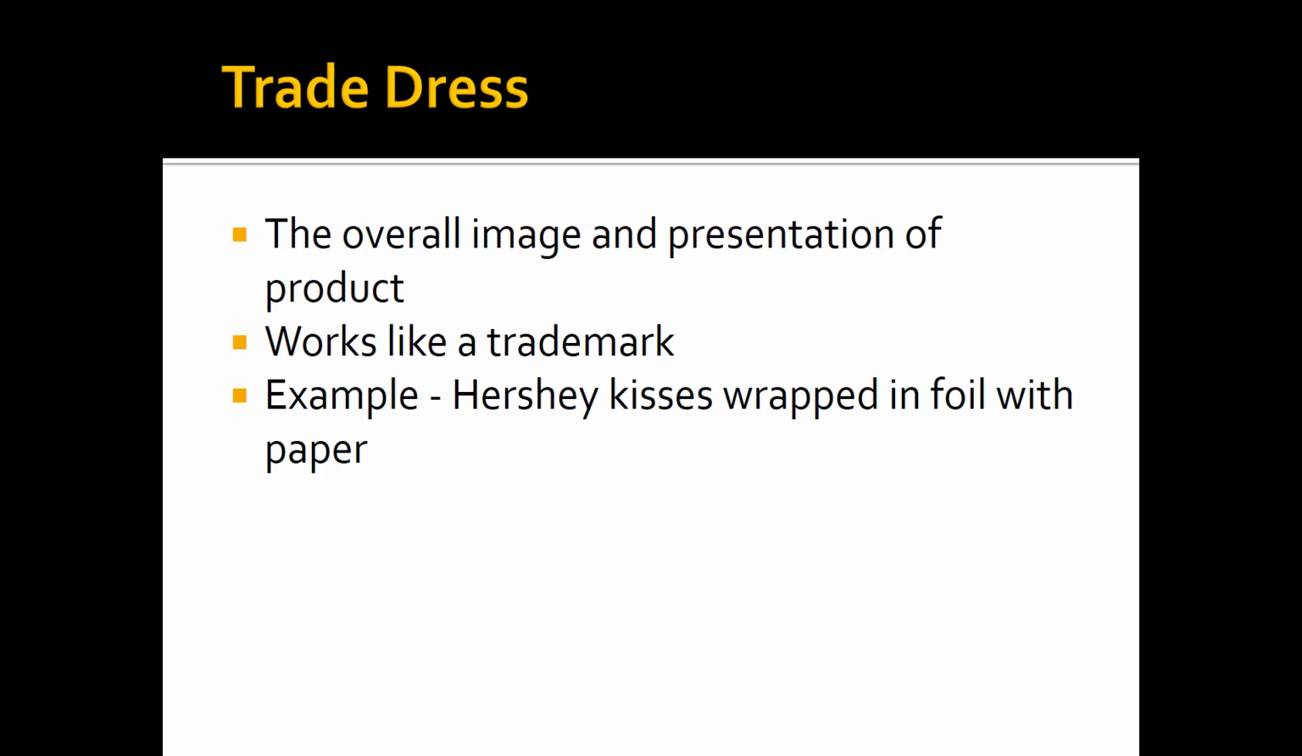Trade dress. This is when you are presenting your good in a way and you want to protect it. And it works just like a trademark, but the best example by far is the Hershey's Kiss. We've all seen Hershey's Chocolate Kiss. And you cannot manufacture chocolate in that way, with that little raindrop tip, and wrap foil around it. You can't sell it any other way because Hershey's controls that trade dress. So you can protect that as well.